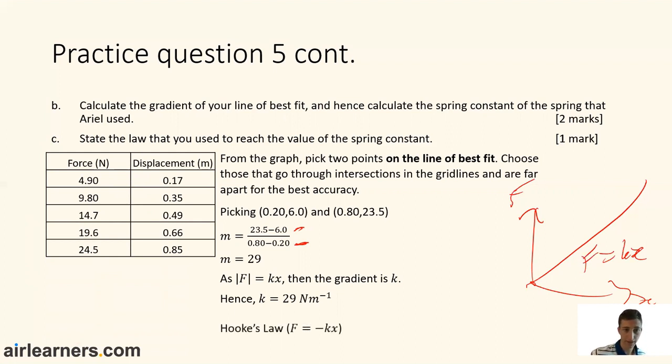Right, and now for part C: state the law that you used to reach the value of the spring constant. There is only one correct answer, and that is Hooke's law. Hooke's law is used over here in this formula. So that's the correct answer for part C.